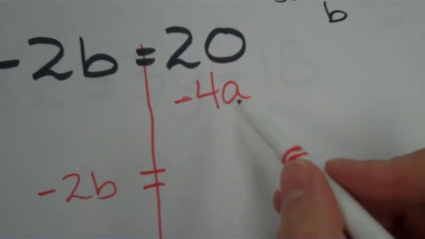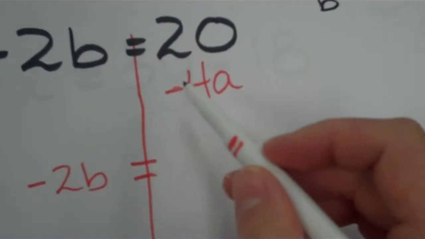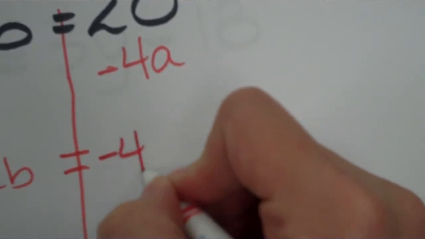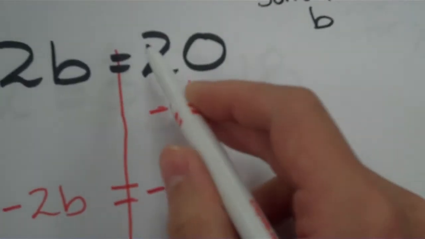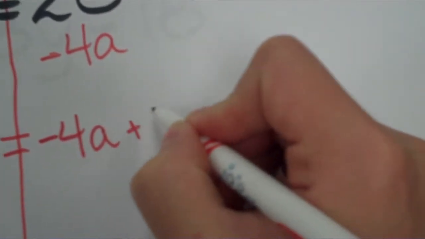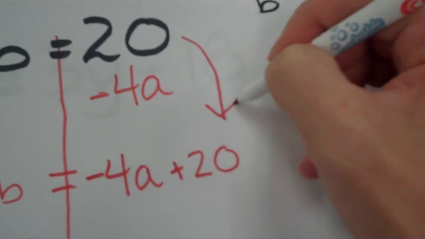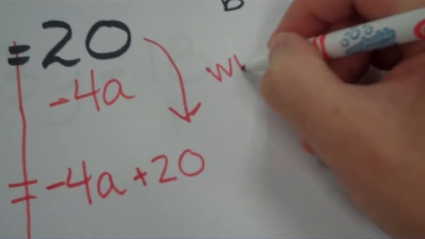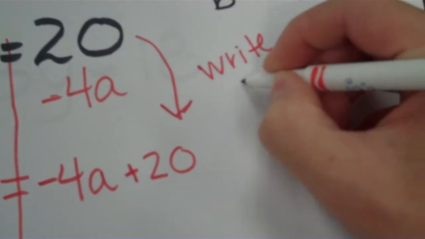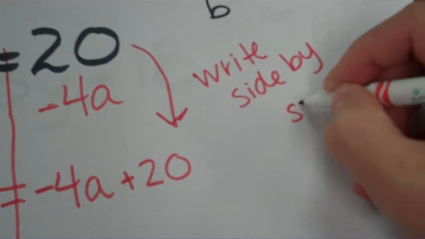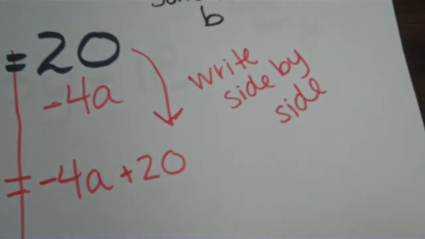Math people, we tend to put the letter first. So I'll show you both ways, but right now I'm going to put the letter first. So I'm going to write negative 4A. And since it's a positive 20, I'm going to put plus 20. Then I'm even going to make a note of what that step is. You write them side by side. The order does not matter at all.